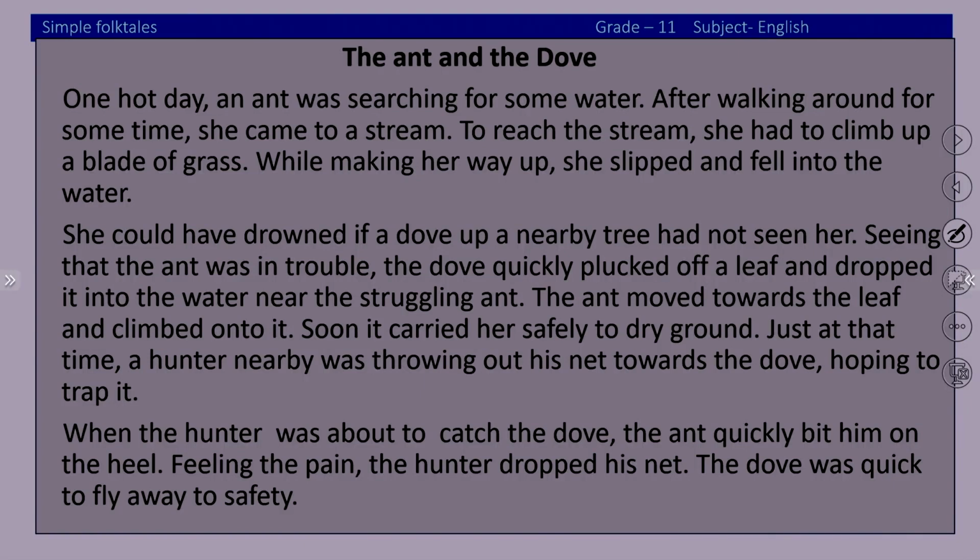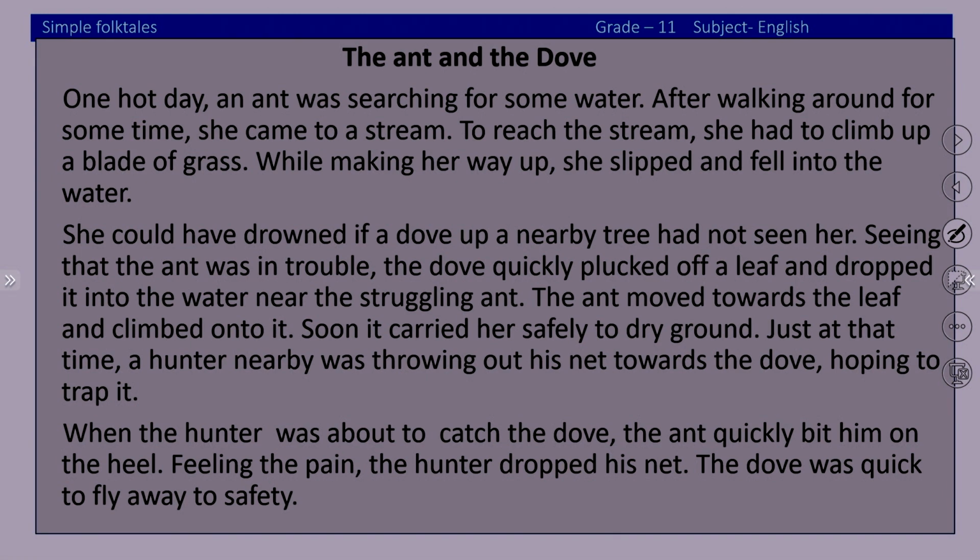The Ant and the Dove. One hot day, an ant was searching for some water. After walking around for some time, she came to a stream. To reach the stream, she had to climb up a blade of grass. While making her way up, she slipped and fell into the water. She could have drowned if a dove up a nearby tree had not seen her.